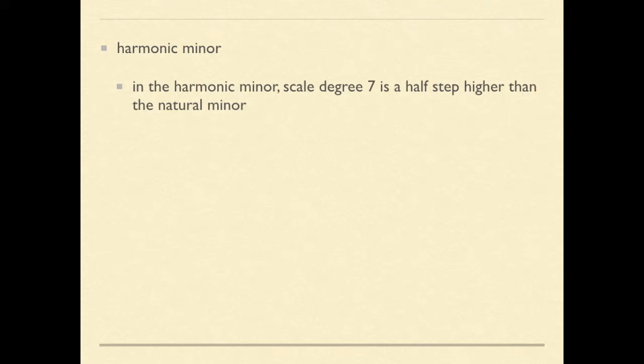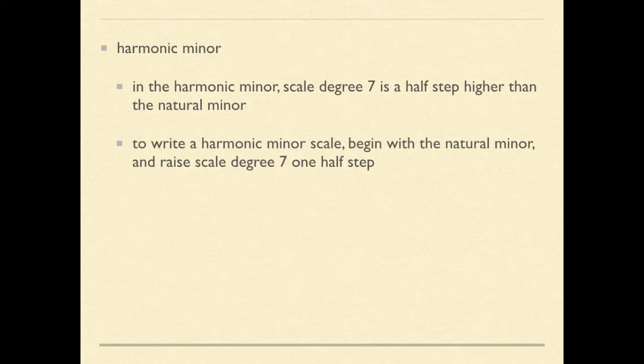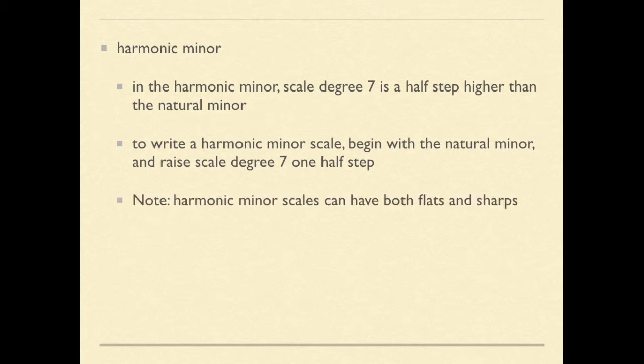Now let's talk about the harmonic minor. In the harmonic minor, scale degree 7 is a half step higher than the natural minor. So to write a harmonic minor scale, you begin with the natural minor and raise scale degree 7 1/2 step. Note that harmonic minor scales, unlike natural minor and major scales, can have both flats and sharps.